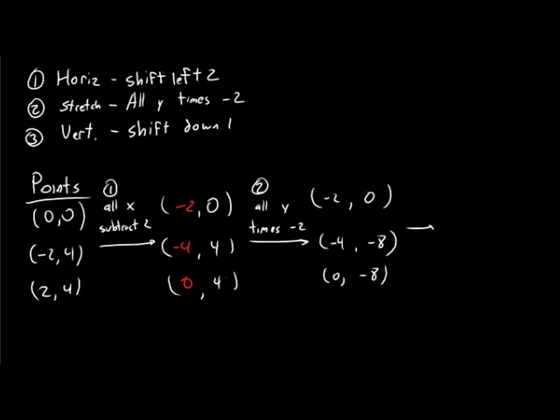Now we'll move to step 3. In step 3, we're shifting down by 1, and that means all of the y's will get a minus 1. This means the x's will not change in this step, only the y's. Our x of -2 stays -2, likewise with the -4 and the 0. However, all of the y's will go down by 1, so our first y of 0 changes to -1. Our next y changes to -9 because -8 minus 1 gives -9, and the same for the last y. Therefore, these will be our new points: (-2, -1), (-4, -9), and (0, -9).